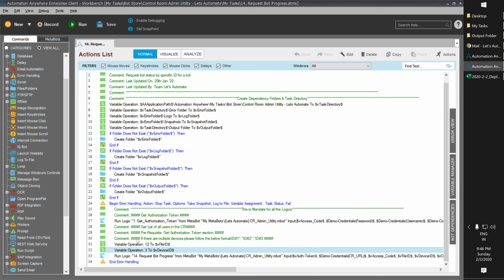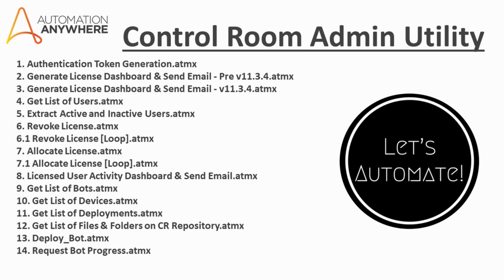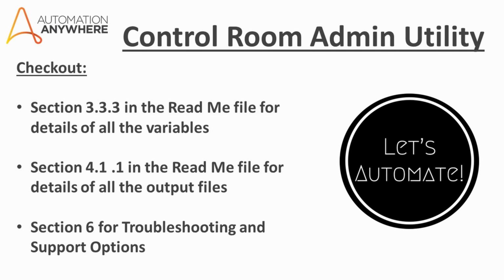So those are the 14 tasks available in the package with Control Room Admin Utility. Each of these tasks has instructions within it. So when you download them and try to open them, you can go ahead and read the instructions and map the variables accordingly. Each variable has a description which is required for you to understand and execute each of the tasks. Also, you have a README file available in the bot folder, which means you can just go through that, understand how you can configure this bot, and make sure you're able to use it to 100% capability.